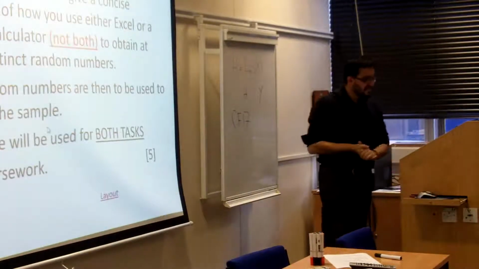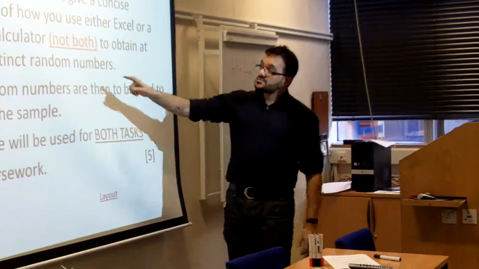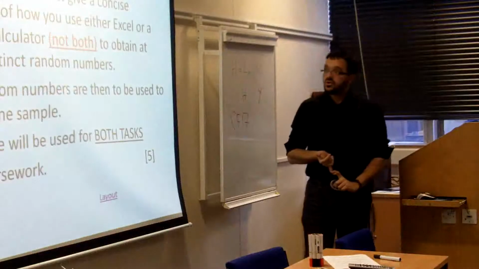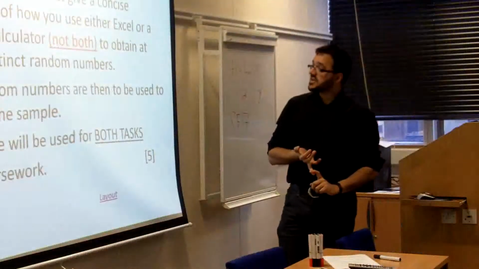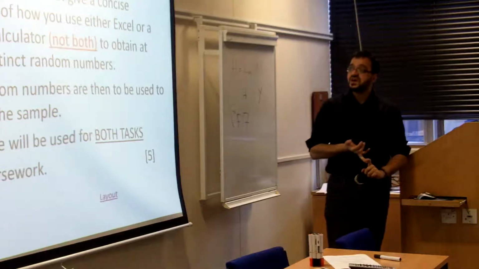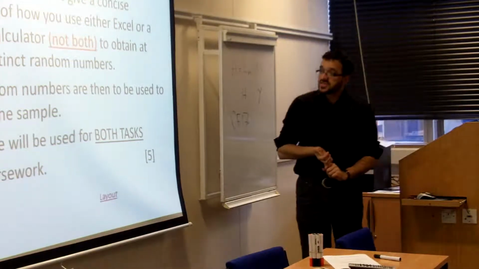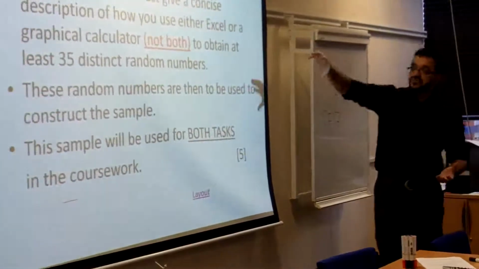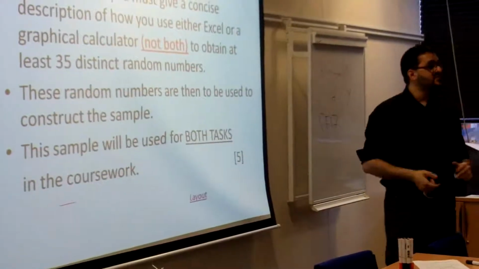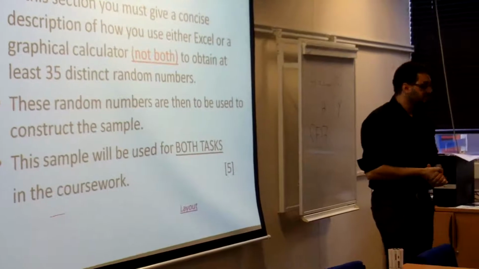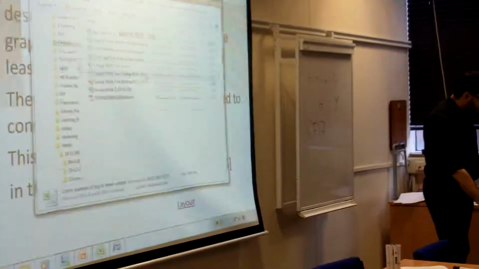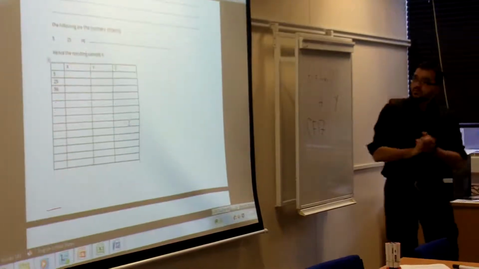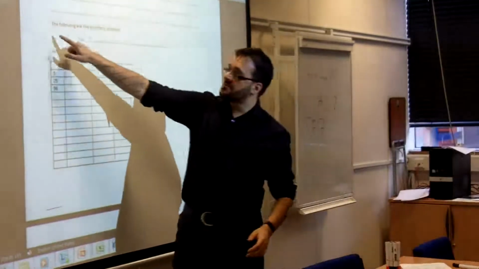Right, guys, look at this point in red. You can either use Excel, the RANDBETWEEN function, or you can use the graphical calculator to obtain at least 35 distinct random numbers. These random numbers are then to be used to construct the sample. So what happens is you have data for 35 different countries, X, Y, and Z, which you can, in the coursework, put here. So random numbers generated.